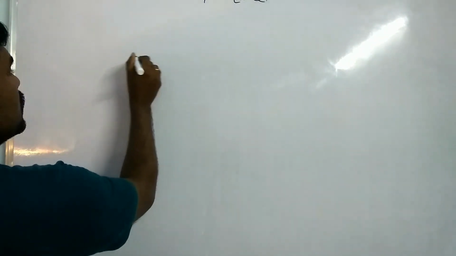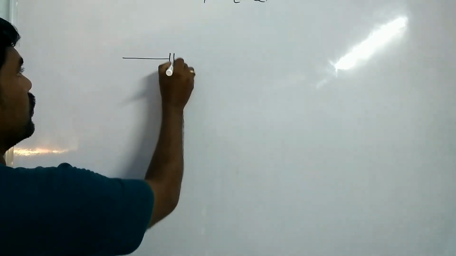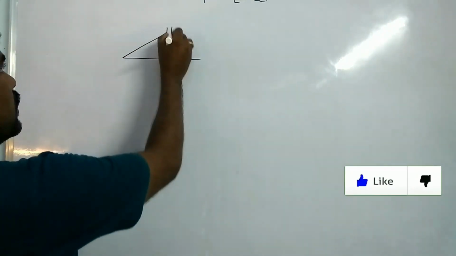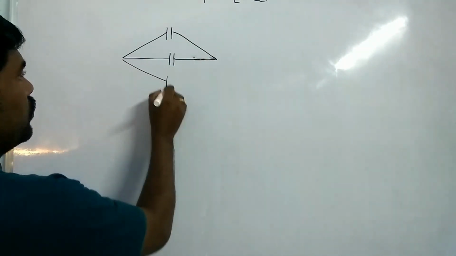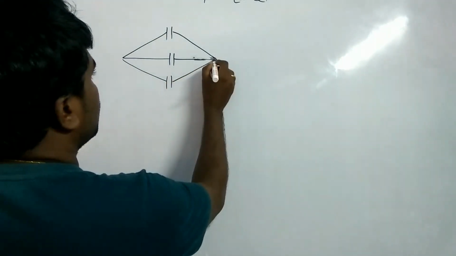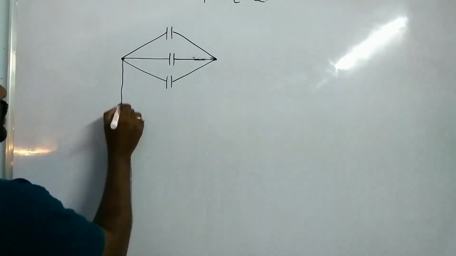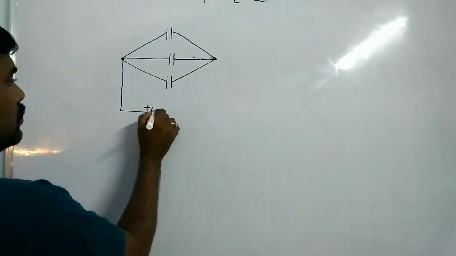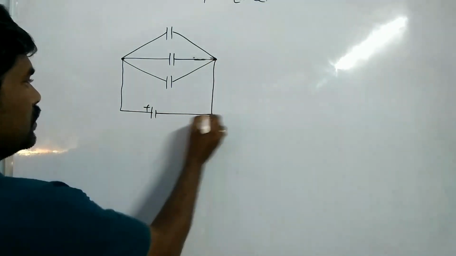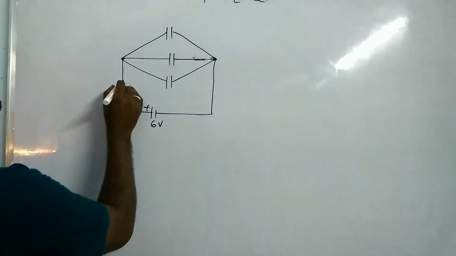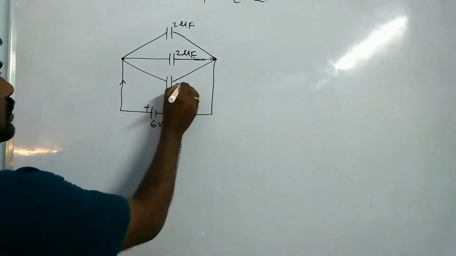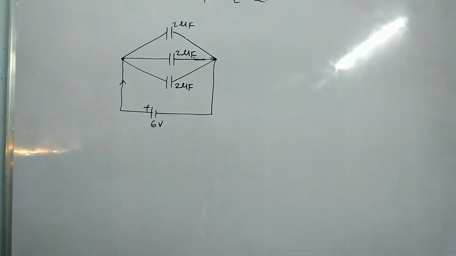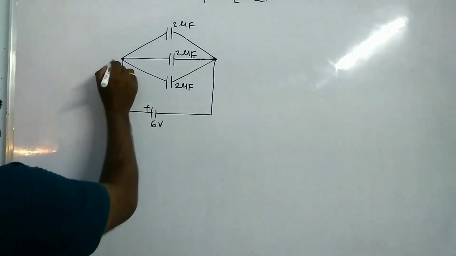If three capacitors are connected, so this is one capacitor, this is another capacitor, and this is one more capacitor, connected to a battery of 6 volts. Each is 2 microfarad. Find the energy stored between A and B.